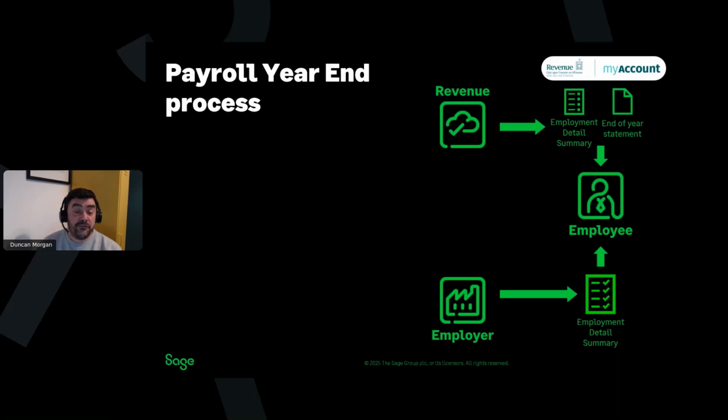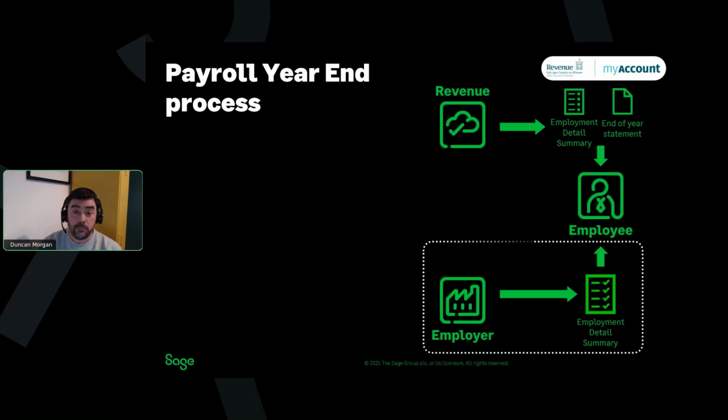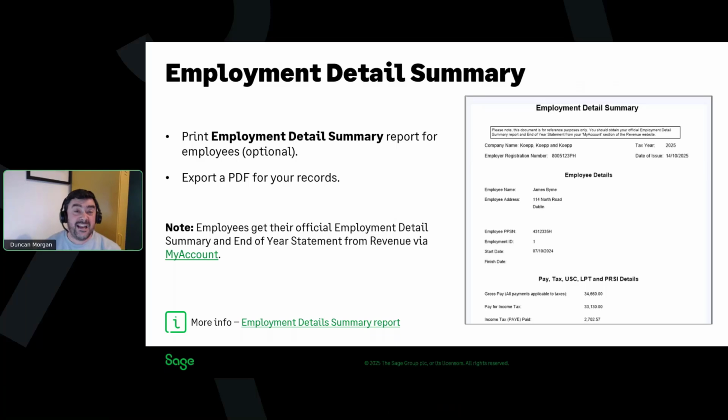But what you can do if you want to is to produce a payroll report, so the employment detail summary report, which you could either give to your employees for their own reference, or you might keep a copy for your payroll records. Now, this would contain the same information as what they would see on the official version, so effectively giving them a way of checking that what you're telling them is the same as what revenue is.